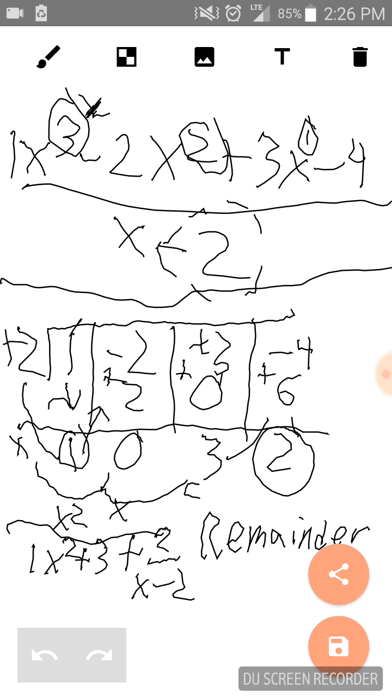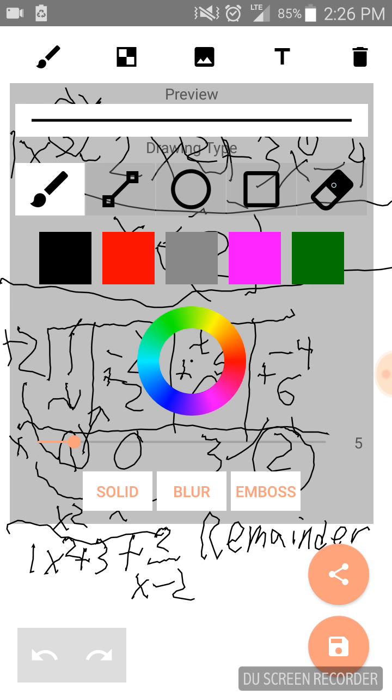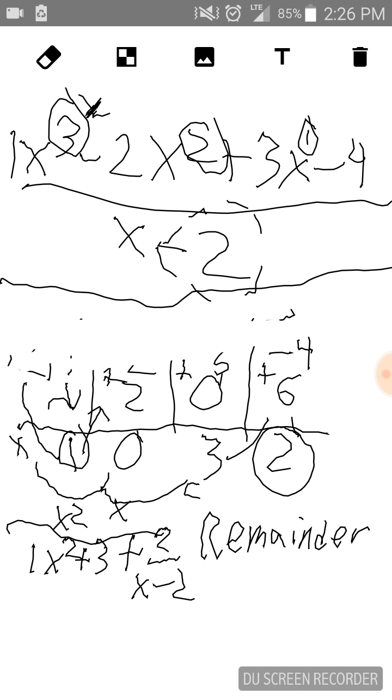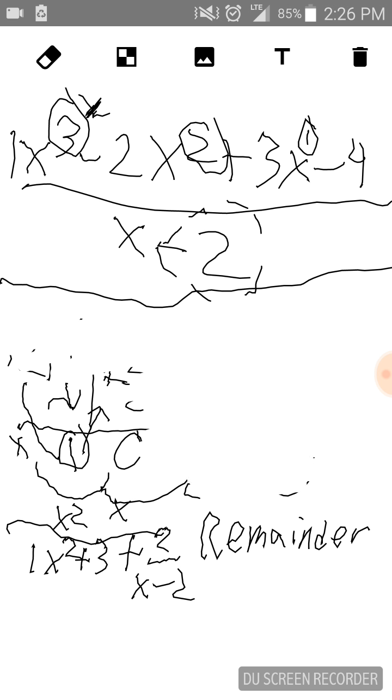Synthetic division is really fun. It's enjoyable. Another thing. Let me go ahead and erase some of this. So that's our answer right there on the bottom. Just going to get rid of all of this.